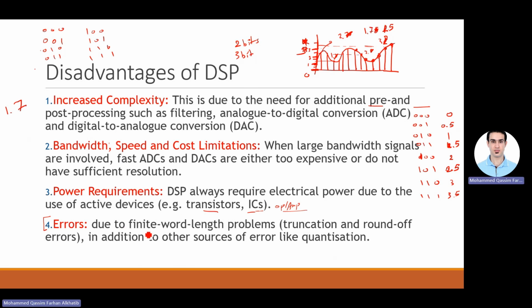So that's what we mean by finite word length. It could be 2, it could be 3, 4, whatever. So you have some truncation, you remove some values, and you have some round-off values, in addition to other sources of error like quantization. All right, so those are some disadvantages of DSP. However, when it comes to the advantages, you can ignore them. Nowadays with memory, 4 bits are nothing, or 10 bits are still nothing.